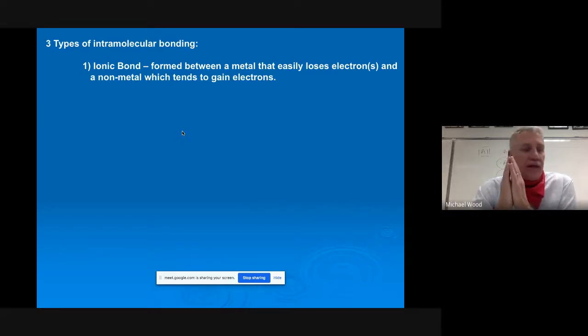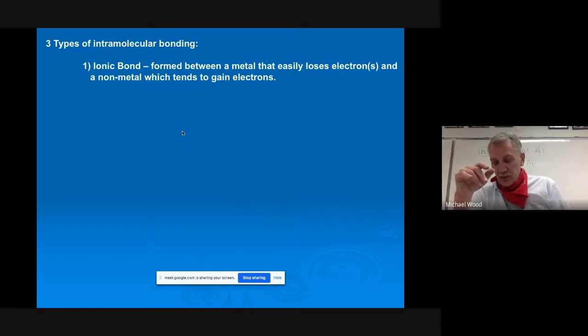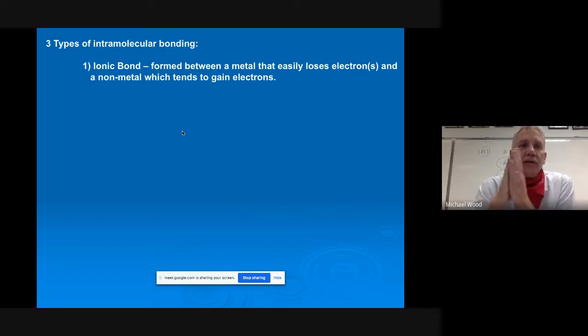And one thing, and I think it's coming up further in this chapter, is a table of electronegativities. I don't know if we'll get to it today or Thursday, but we're not going to be given the electronegativity table. So we're going to have just some general rules.